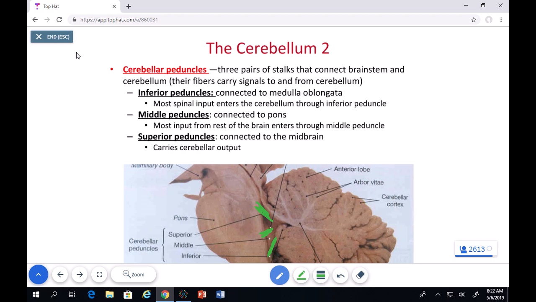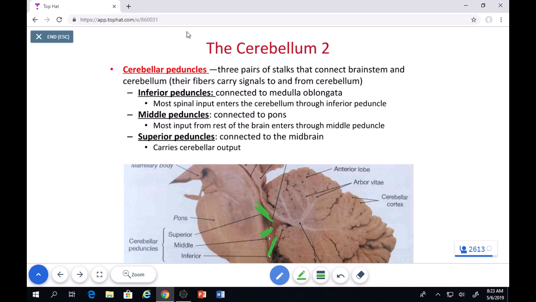As we look at these peduncles, these are typically white matter that relay information to and from the cerebellum. Our inferior peduncle is going to link to the inferior portion of the brainstem. It'll link to the medulla oblongata. The middle peduncle will link to the pons, and then the superior peduncle is going to link to the superior part of the brainstem. It'll link to the midbrain.